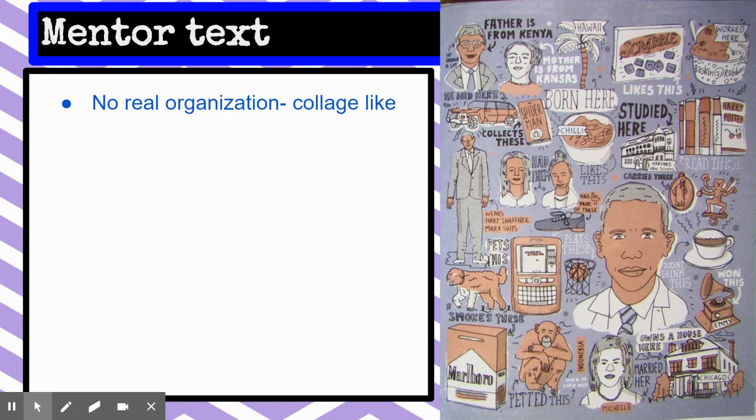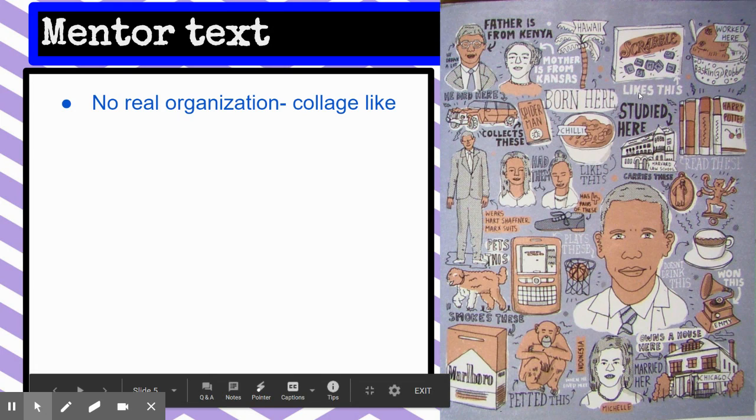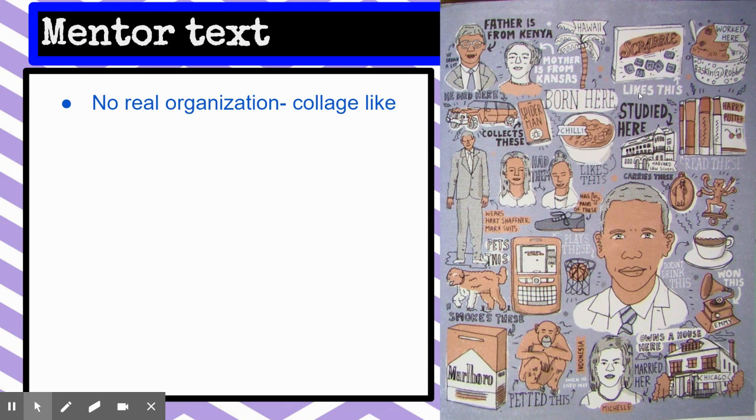But guess what? This is nonfiction, because who is it about? It is about Barack Obama. He is a real life person, and it tells us about his life. Normally we would read a biography, right? But this is a different type of reading. We are still learning about him. We are all still reading. This is just a new way to look at it. So there's no real organization.